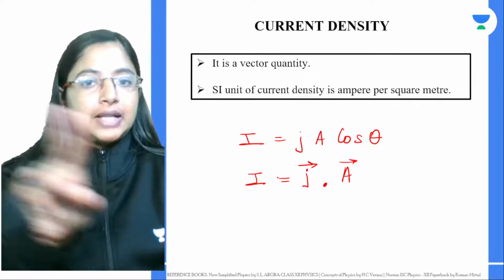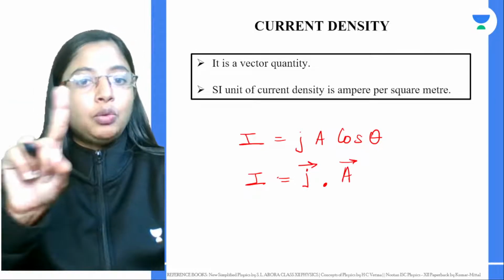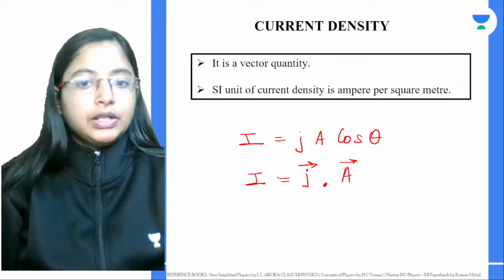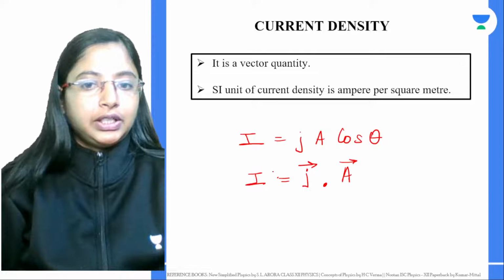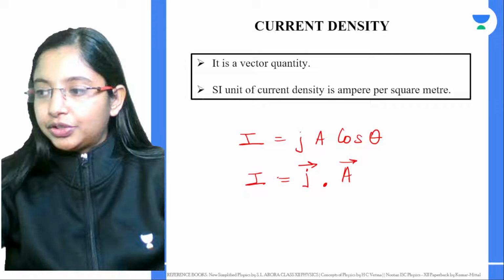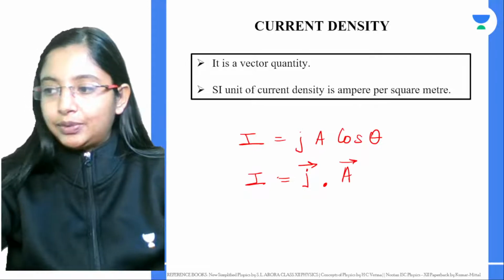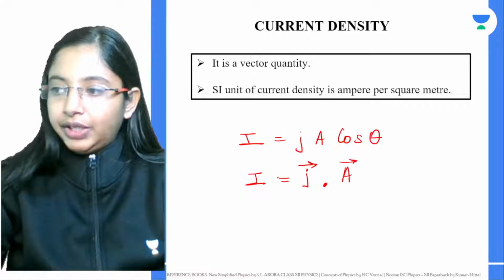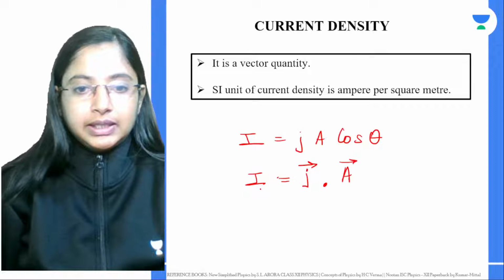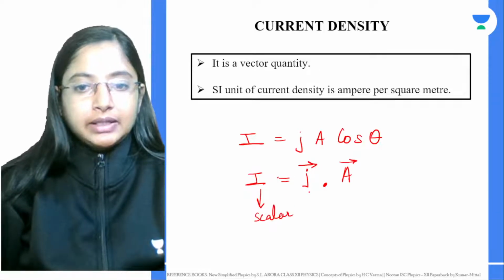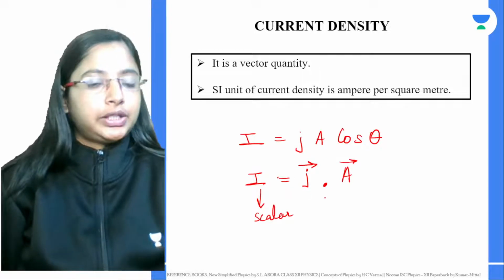Now, the direction in which the charges are moving gives you the direction of the current. Whatever the direction of the current, that will be the direction of your current density. So it is a vector quantity, and we have written current density in terms of a vector equation as well. From here, current being a scalar quantity is expressed as a product of two vector quantities.